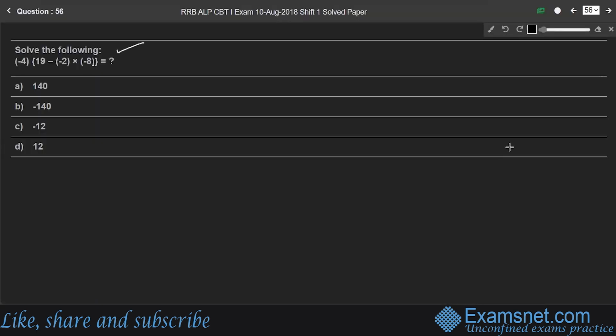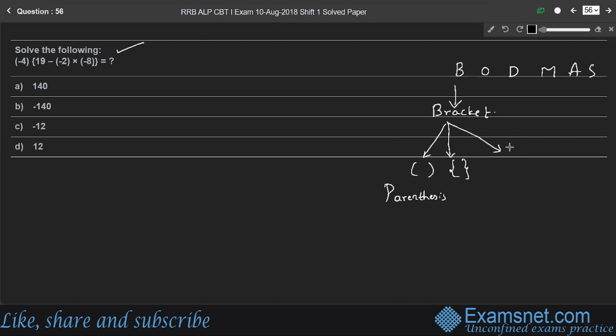Question number 56. Solve the following expression. In order to solve any mathematical expression, we have to follow the BODMAS rule, according to which B stands for bracket. So we have to remove the bracket part first. The order of removing these brackets is: first the parenthesis or open bracket, then the flower bracket, followed by the square bracket. Let us remove the parenthesis part.